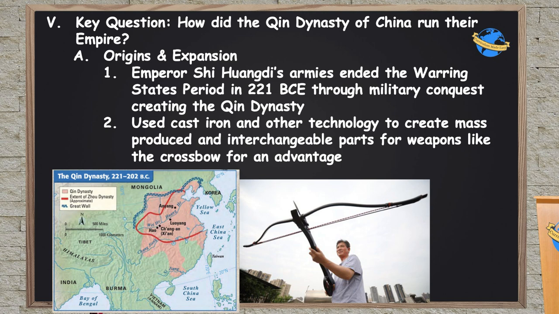In order to do this, he takes advantage of cast iron technology to create mass-produced weapons with interchangeable parts for weapons like the crossbow. Gives him a real advantage. You can see this massive crossbow, the way it works here. This thing could launch a bolt that was built with cast iron quite a distance through armor, and it made Shi Huangdi's armies pretty much unstoppable.